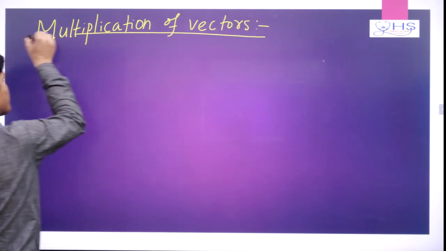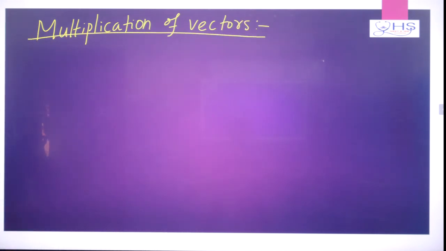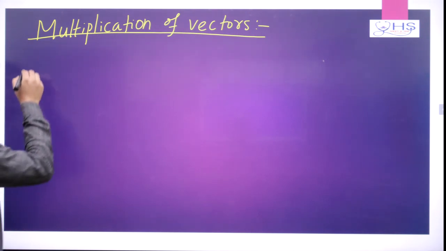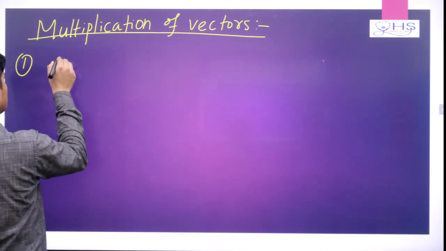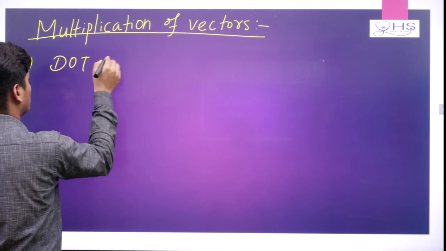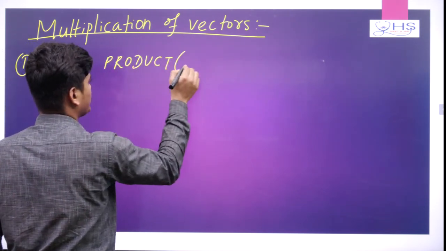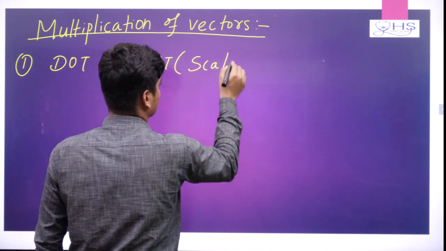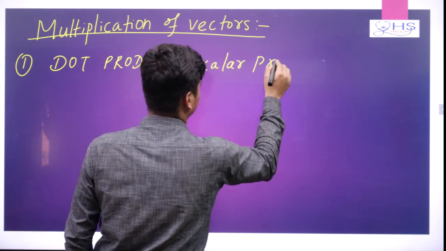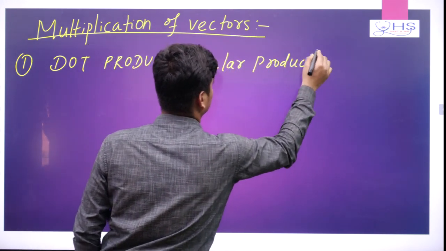Okay. So here two types of multiplication we will do mostly. Number one is your dot product, or you can also call it the scalar product. Dot product or scalar product.